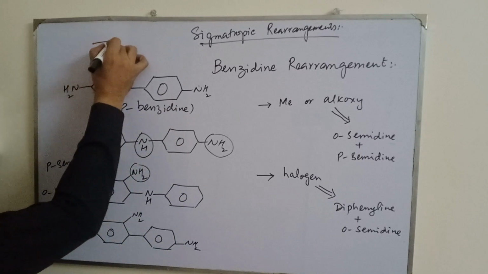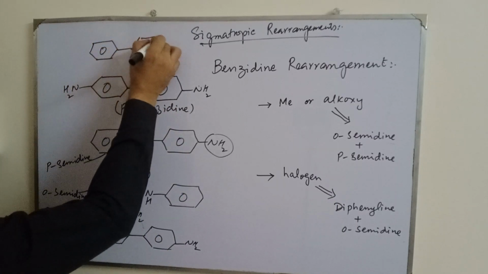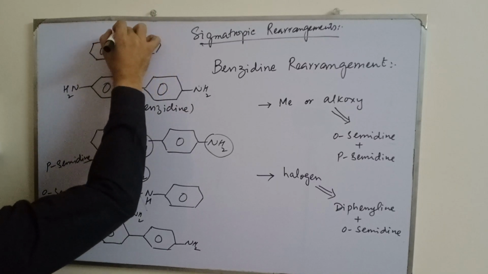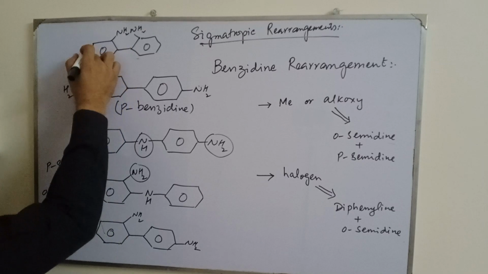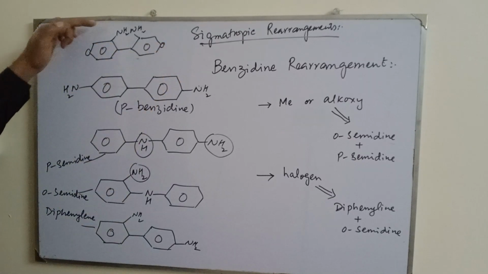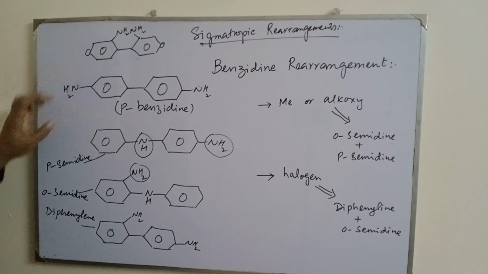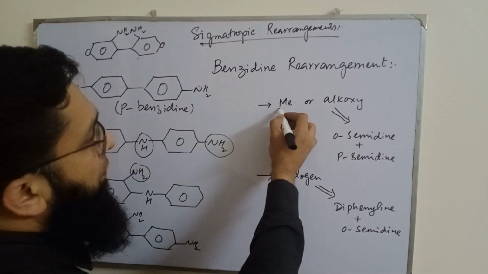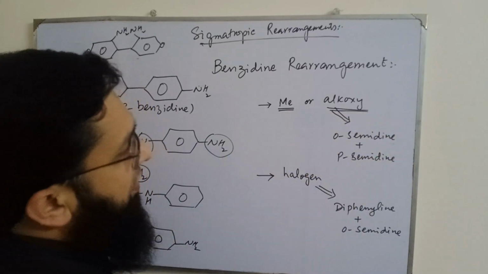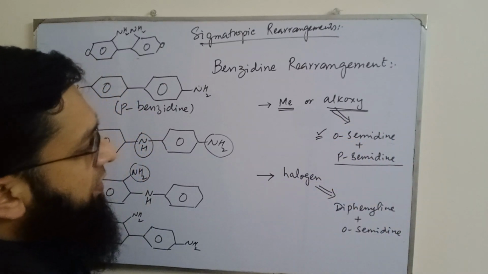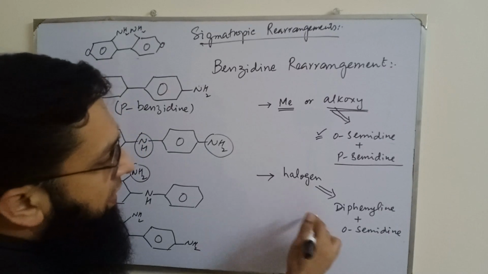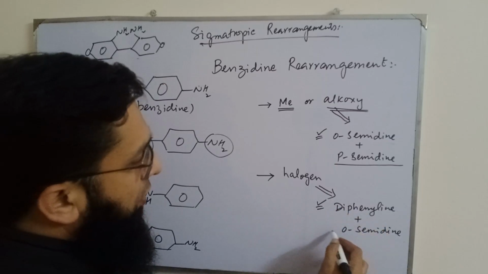Possibly we can also have ortho-benzidine, but this generally happens when we have all the para positions blocked here and here. However, the major product is para-benzidine, and the nature of substituent influences the formation of different types of these side products. For example, if the para position is occupied by a methyl or alkoxy group, in general ortho-semidine is the main product. However, a small amount of para-semidine can also form. And if the para position is occupied by halogen, we can observe the formation of diphenyline along with ortho-semidine.